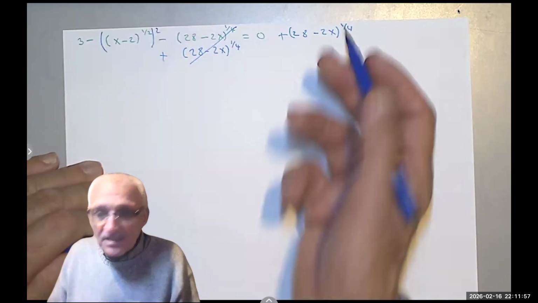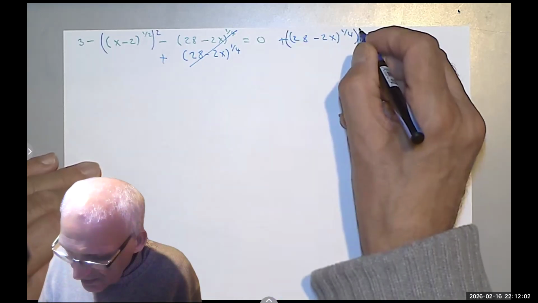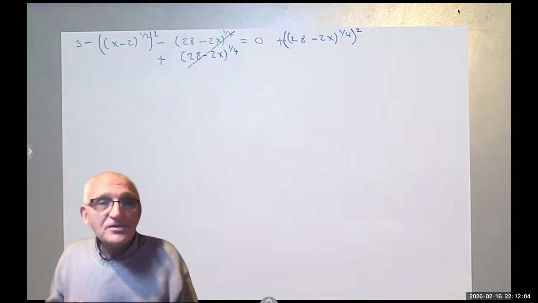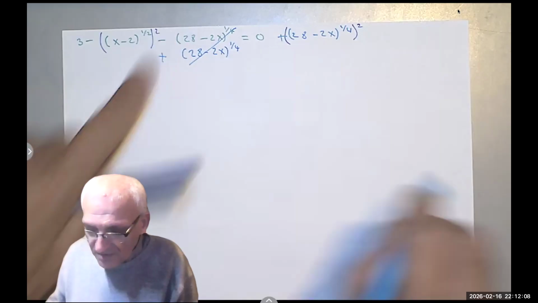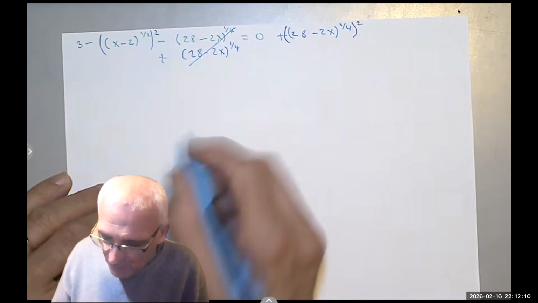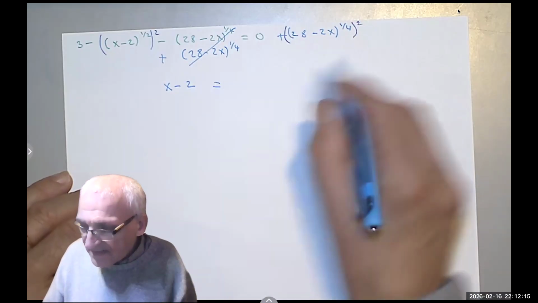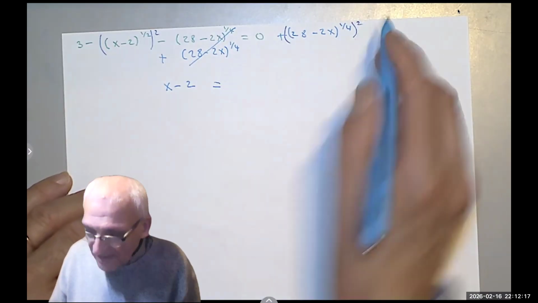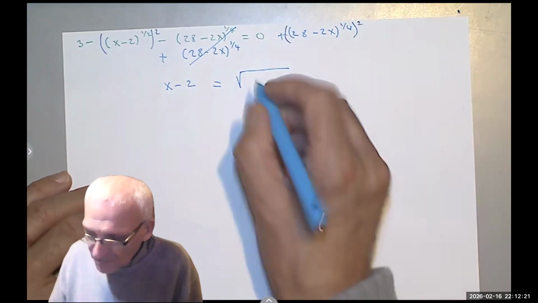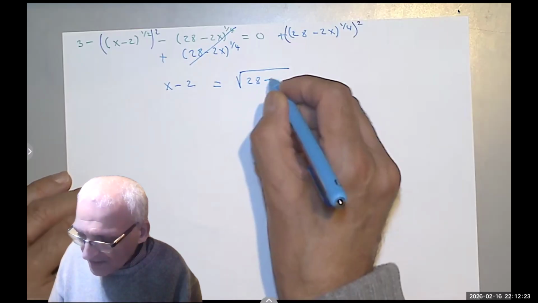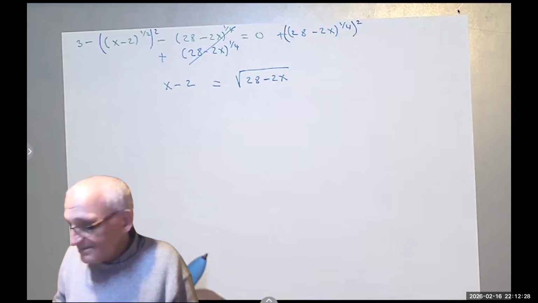Notice 1/2 meaning square root, right? 1/4 is the 4th root. So now the left-hand side, when you multiply the 2 and the 1/2, you get 1. So the left-hand side is x minus 2. The right-hand side, 1/4 times 2 is 1/2. So now it's the square root. You can write it to the power of 1/2 or just square root of 28 minus 2x. So we square again.